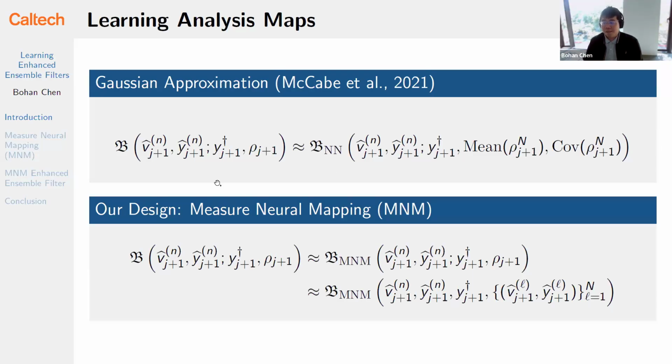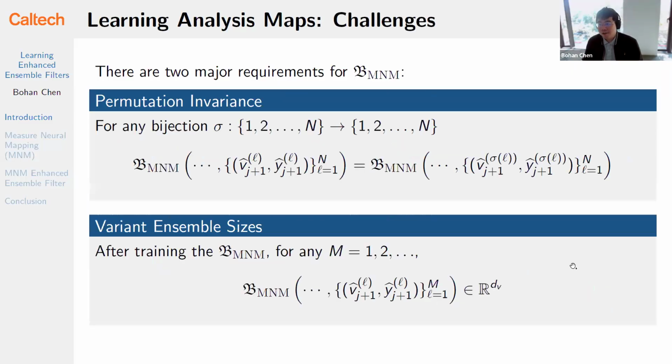And our design is that we don't want to rely on just the mean and the covariance. We want to deal with the measure itself. That means we want to consider some neural network architecture that allows a probability measure, here this rho, or in practice a set of particles, as its input. Such a design of a learning scheme is very challenging.